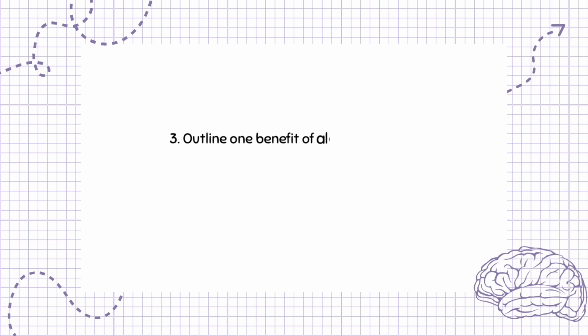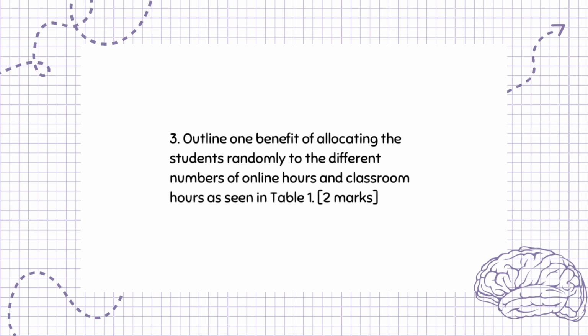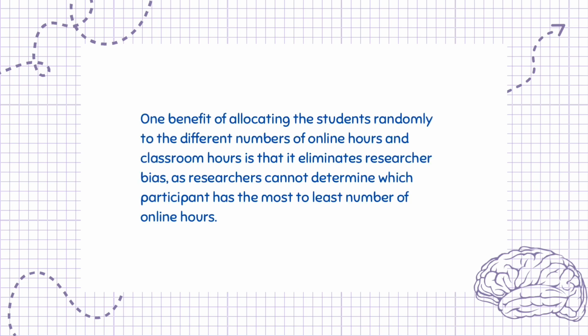Question 3. Outline one benefit of allocating the students randomly to the different numbers of online hours and classroom hours as seen in Table 1. 2 marks. One benefit of allocating the students randomly to the different numbers of online hours and classroom hours is that it eliminates researcher bias, as researchers cannot determine which participant has the most to least number of online hours.